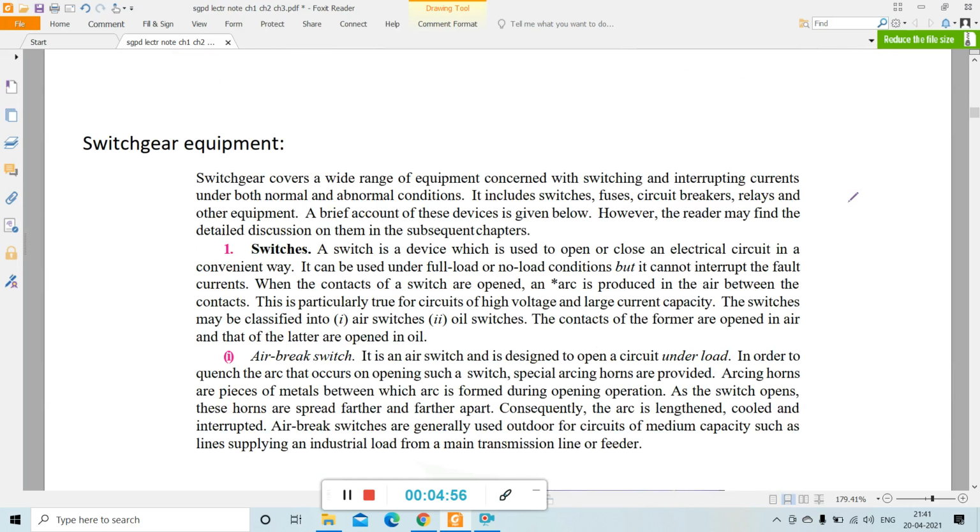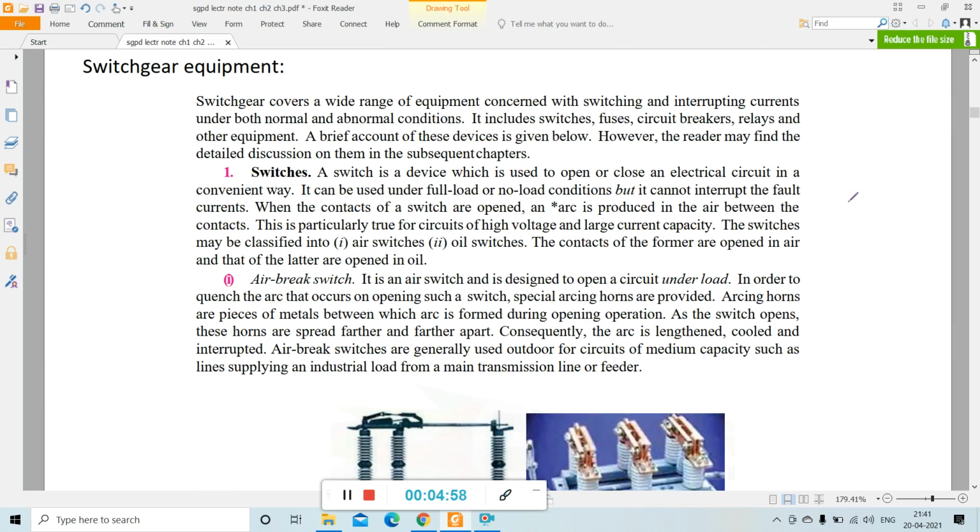The next one is the switchgear equipment. Under switchgear equipment, we will be able to know about the switches, about circuit breaker, and about relay.